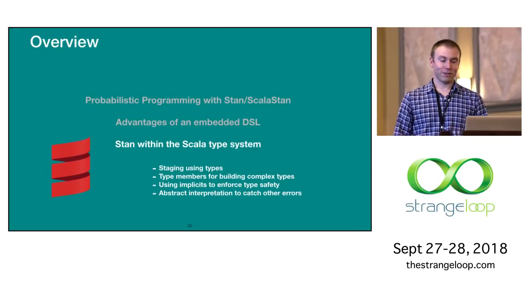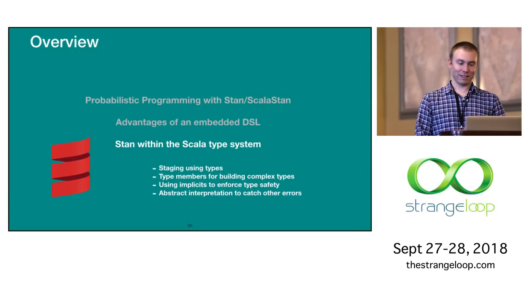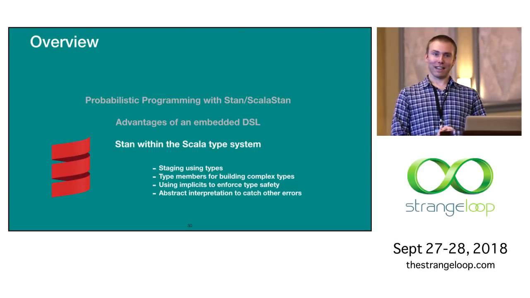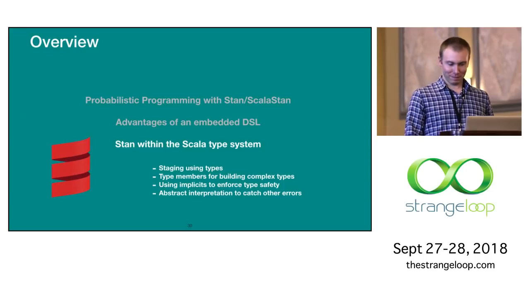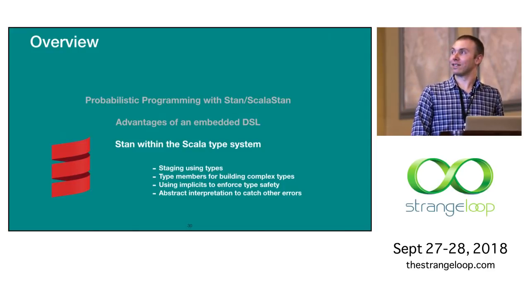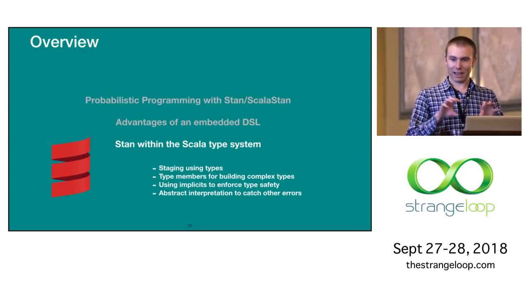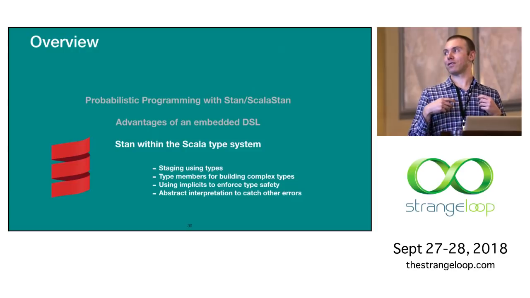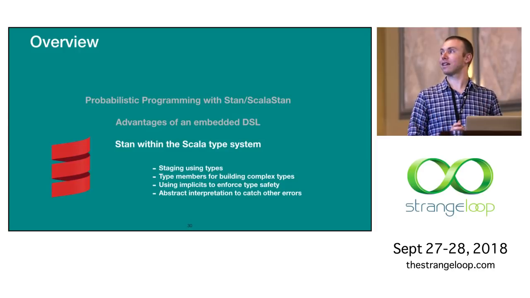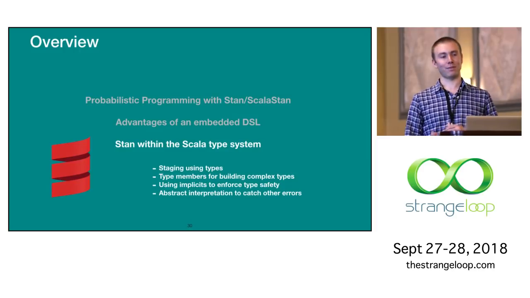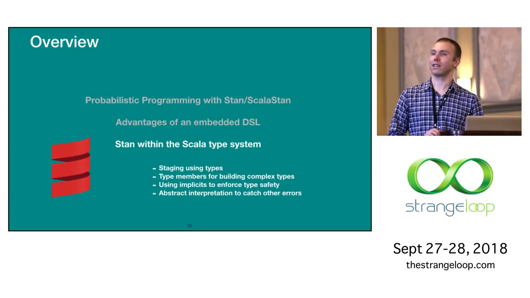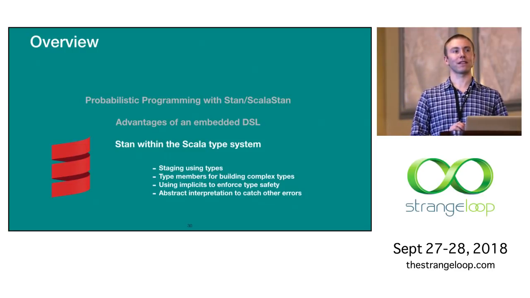So hopefully I've convinced you that embedding this DSL is a good thing to do, and probabilistic programming, of course, is awesome. So how do we do that? The first thing we have to do is stage the Stan computations using types, use type members for building complex Stan types, and then we use implicits for enforcing type safety, and then abstract interpretation for actually doing linting and optimization type things.